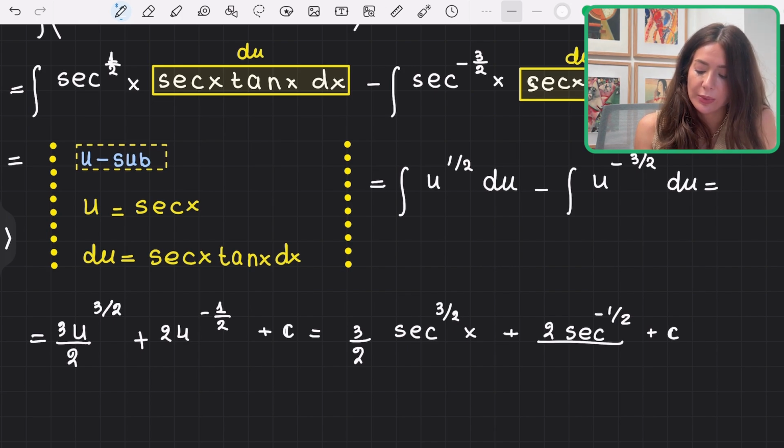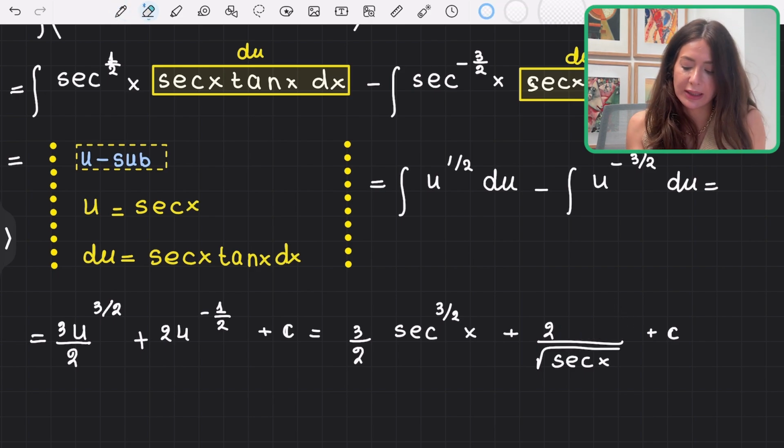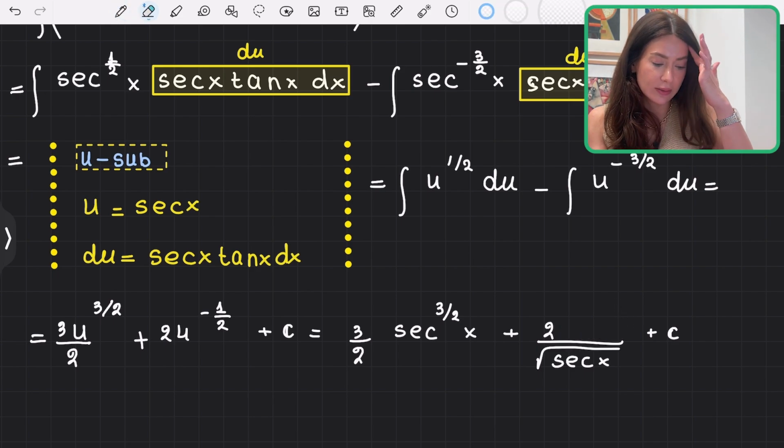The last thing left to do is back substitute secant x for u. And you can maybe put the secant here instead of having it in the negative power. And that's your final answer.